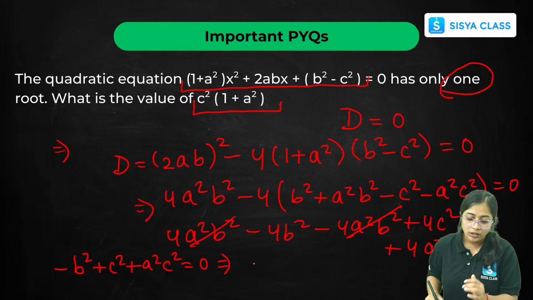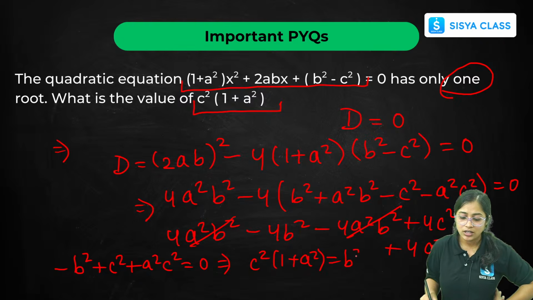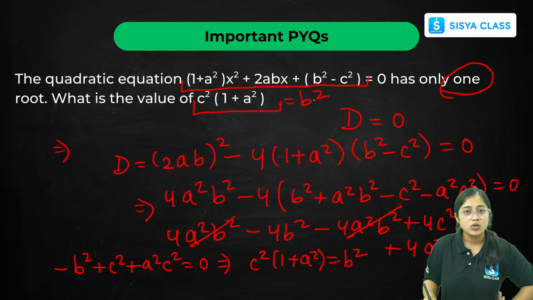And from here the value of c square, 1 plus a square, you will get, it is b square. Okay. So the answer of this question is b square. So this was also very easy.